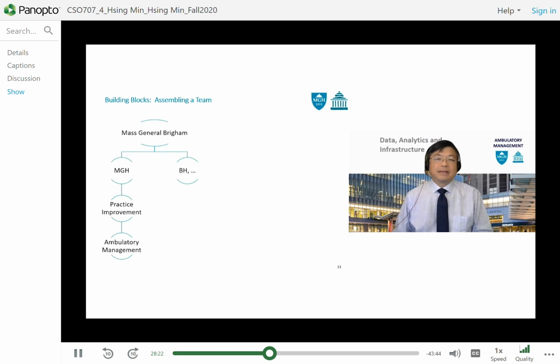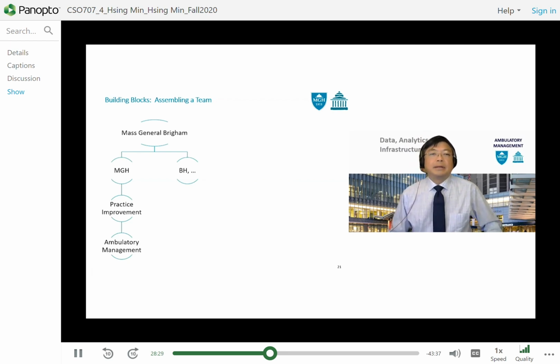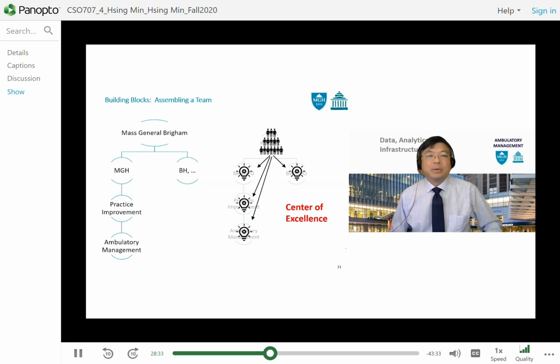The Center of Excellence model was developed several decades back, and it takes advantage of the fact that analysts work best when they're working together. You get synergy and cross-training. They have cross-functional contextual awareness when they're all working together.